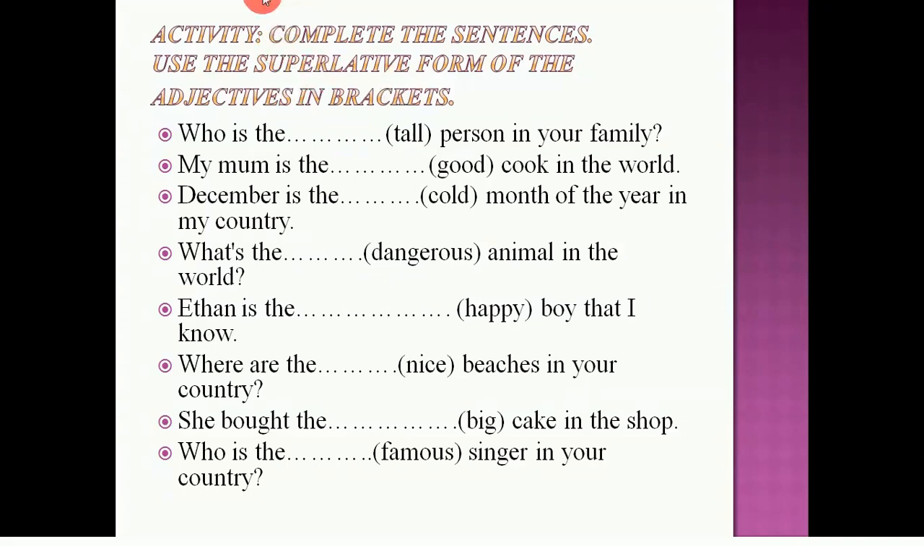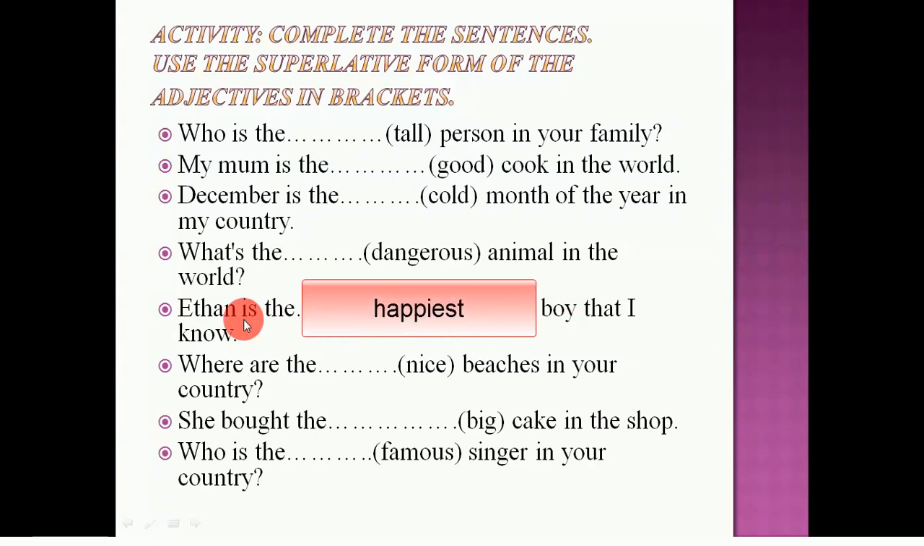Okay, so let's correct. Who is the tallest? Good. Tallest person in your family. My mom is the best cook in the world. December is the coldest month of the year in my country. What's the most dangerous animal in the world? Ethan is the happiest boy that I know.